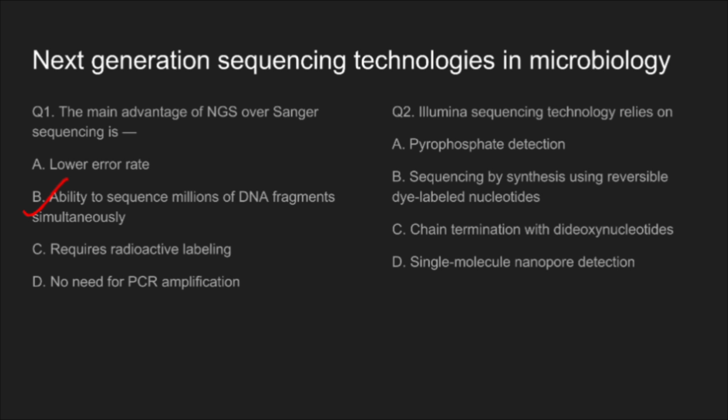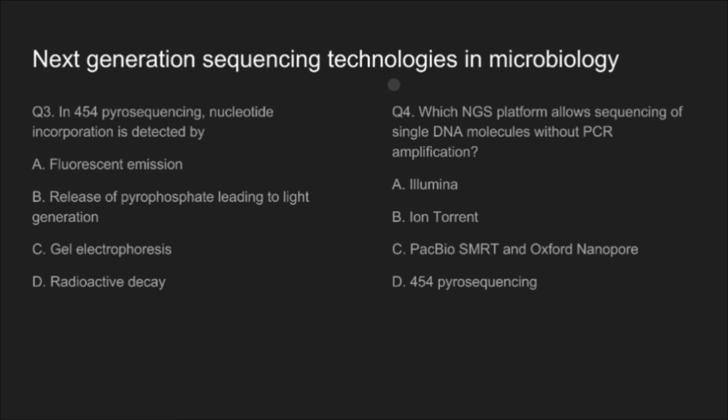Question 2. Illumina sequencing technology relies on A, pyrophosphate detection, B, sequencing by synthesis using reversible dye-labeled nucleotide, C, chain termination with di-deoxynucleotide, D, single molecule nanopore detection. So the correct answer for this question is sequencing by synthesis using reversible dye-labeled nucleotide.